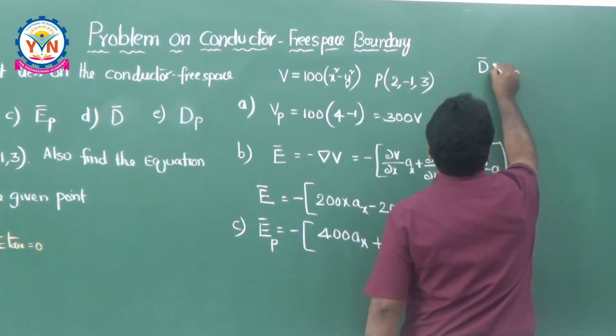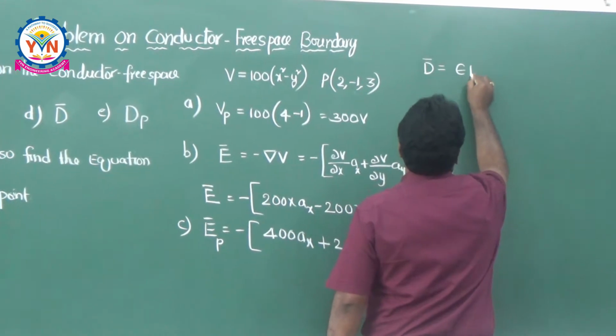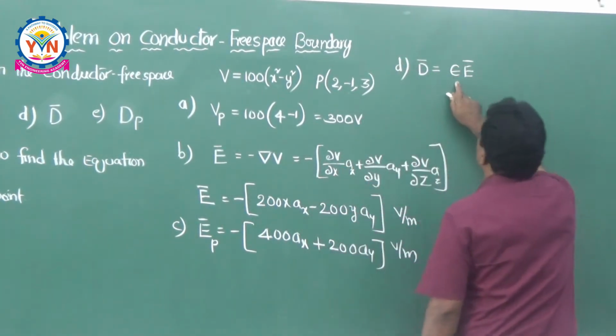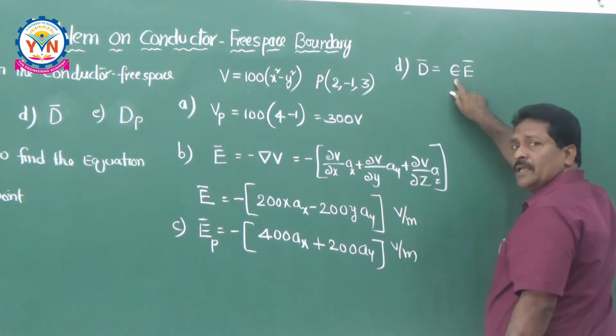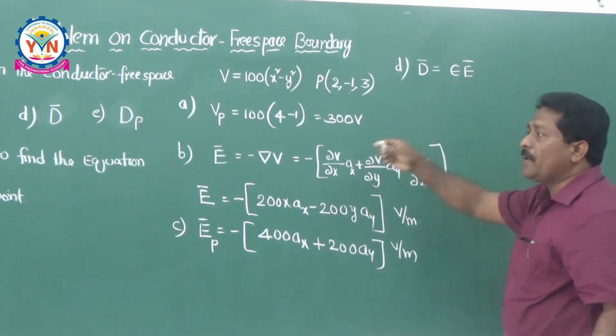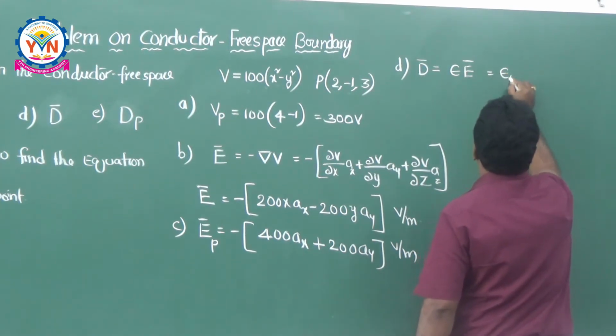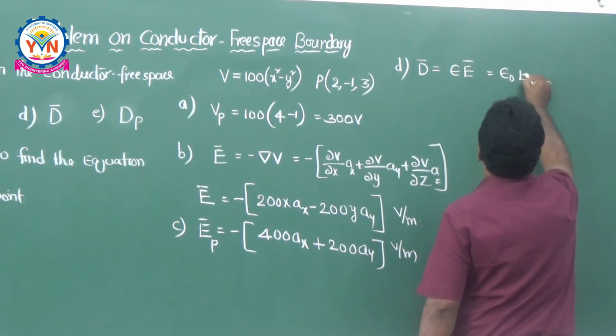D bar is equal to epsilon naught times E bar. This is the relation you know. So what is epsilon naught? Epsilon naught into epsilon r. The point is given in free space, that's why you can say this is equal to epsilon naught into E bar.